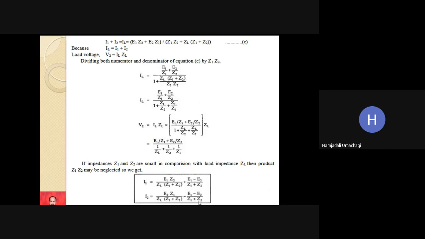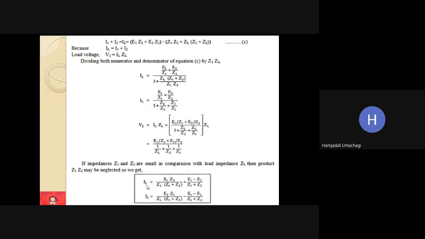So the very interesting thing in this concept is that since the two transformers have unequal voltage ratios, and we have also seen that because of the unequal voltage ratio, a circulating current IC will flow in the loop even under no load condition, which is given by IC is equal to E1 minus E2 whole divided by Z1 plus Z2.